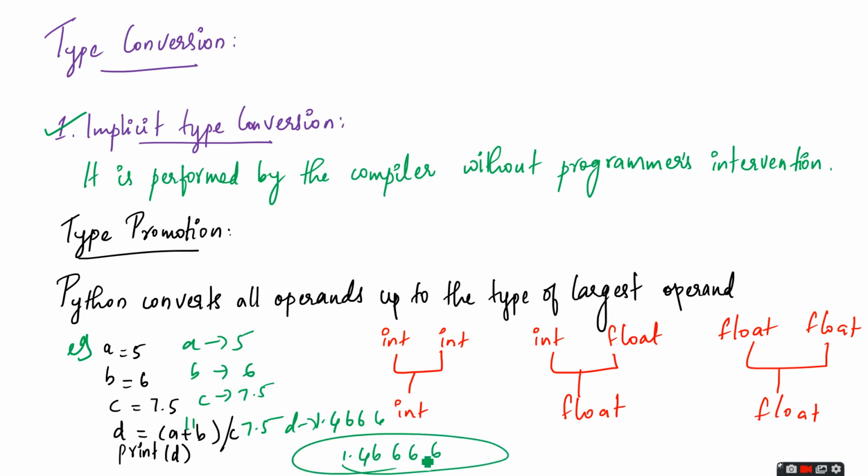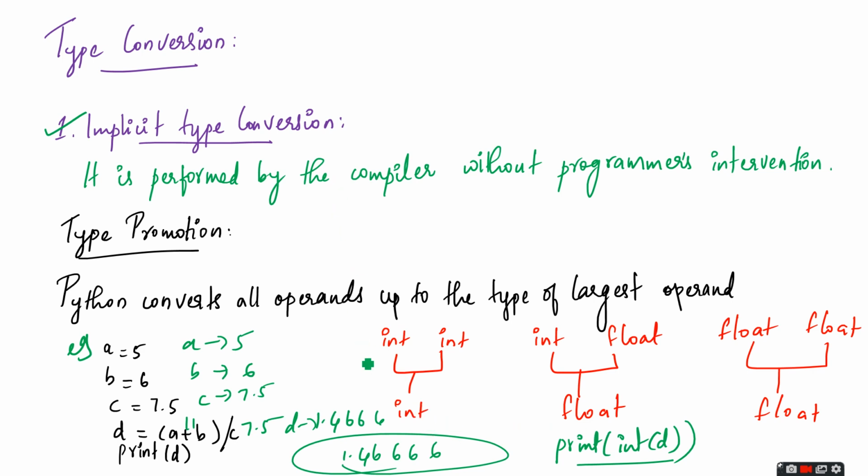Suppose I want to get the output in the integer form. Then what will we do? We will write print int of d. That means this is the need of the user. I want to get the output in the integer form. That means it is done by the programmer. I have created the program and I have made the changes. So if the programmer makes changes to the compiler's output through the program code, then it is known as the explicit type conversion.